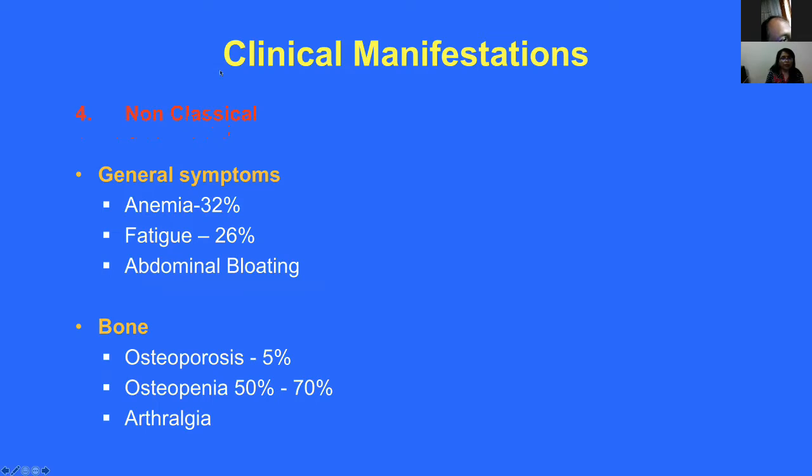Then coming to the non-classical symptoms, these are the symptoms more commonly seen in the adult population. They can come with general symptoms in the form of anemia, fatigue, or abdominal bloating, or patients can land up in the orthopedics department with pathological fractures, osteopenia, or arthralgias.